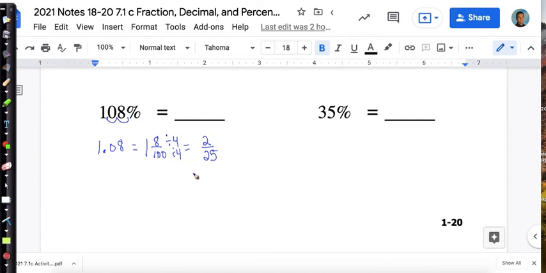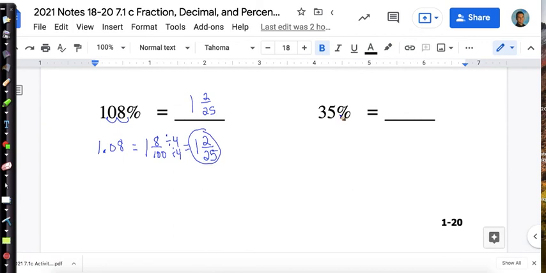Okay, but what did I forget to do here? This was 1 and 8/100, so I've got to put the 1 back in front. So I now have a mixed number. So 1 and 2/25ths. Okay, let's look at another example.